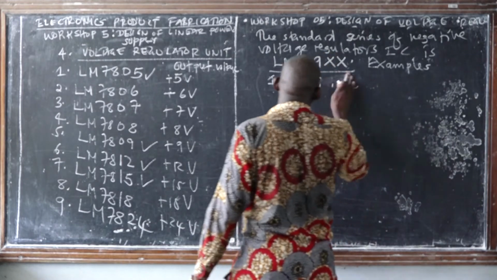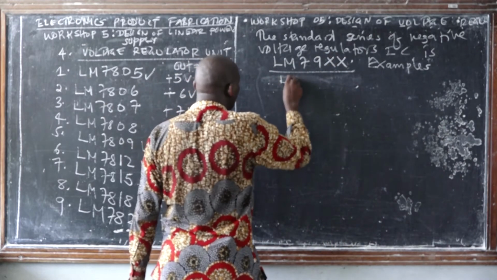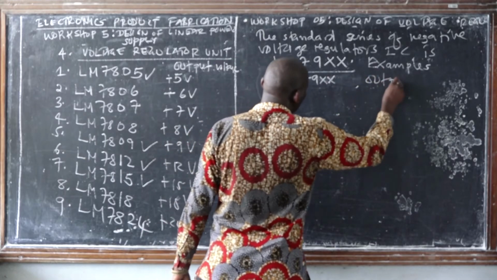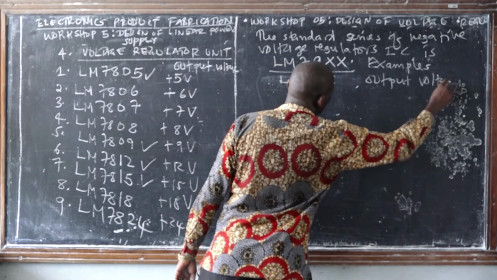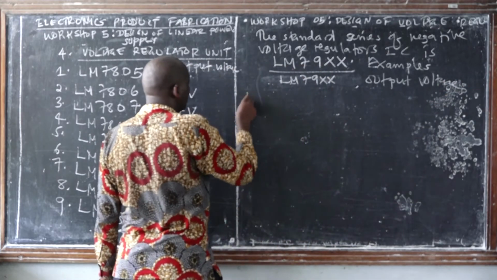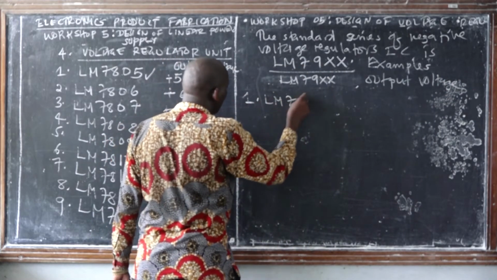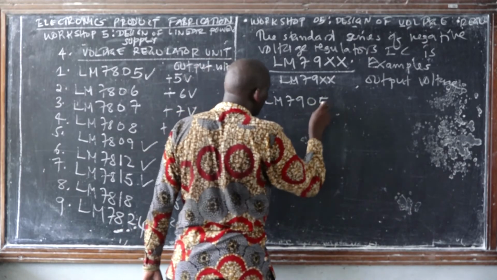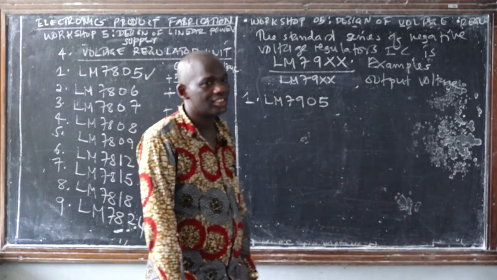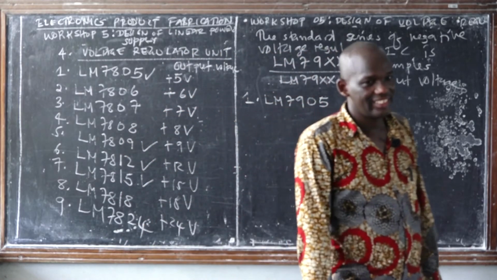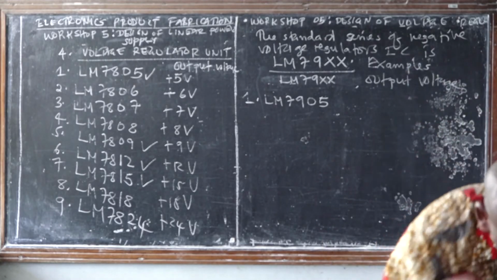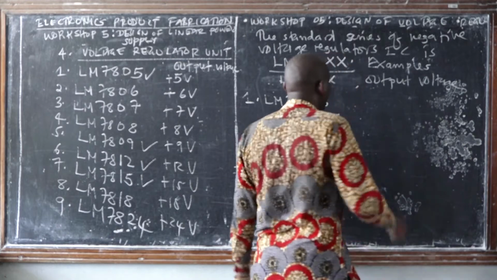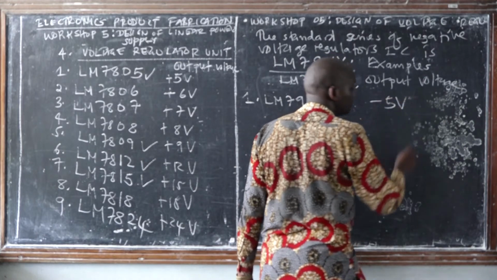So for this case, here we have what? LM79XX. And here we want to discuss the output voltage. So for this case, we have LM79. Check your neighbor if he or she is listening. LM79 what? 05. So this provides negative 5 volt.